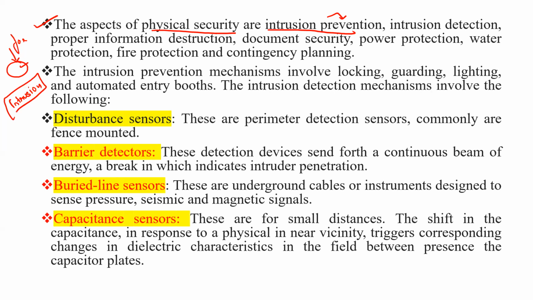Second, we have to detect. If they are coming, then we have to detect that. We have a proper security system so that we are able to detect it. So the first aspect is intrusion prevention, the second is intrusion detection, the third is proper information destruction, and the fourth is document security.